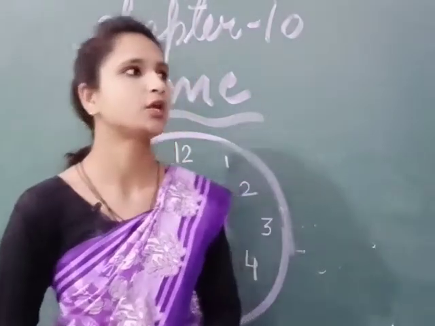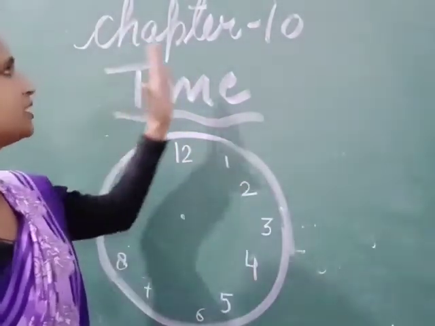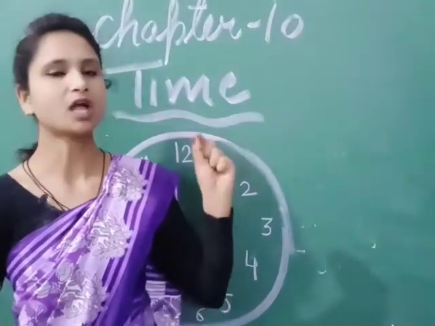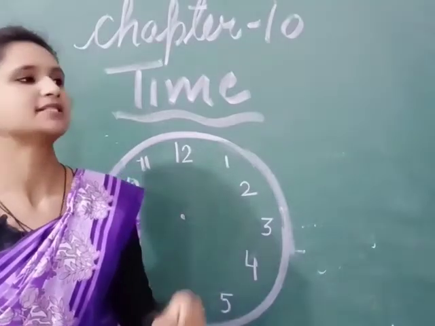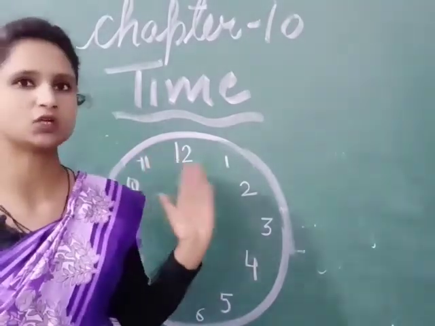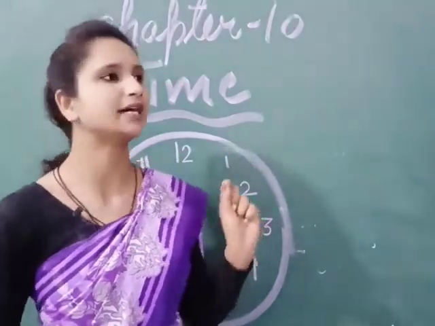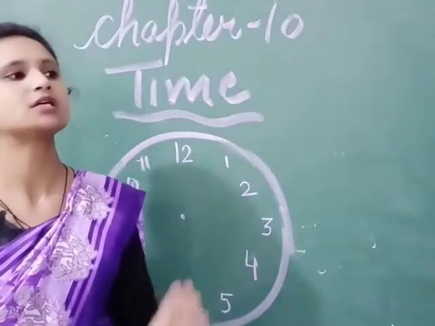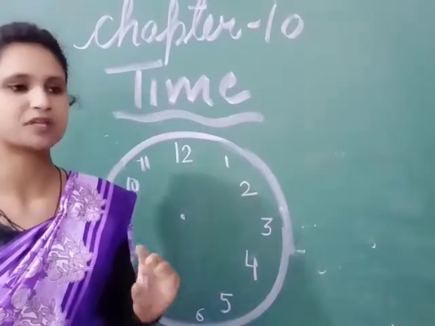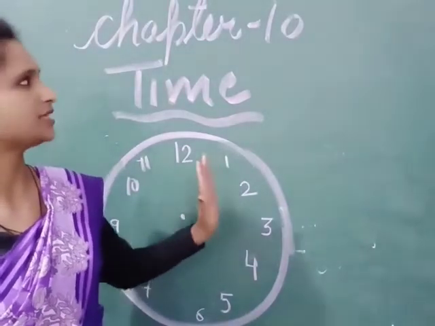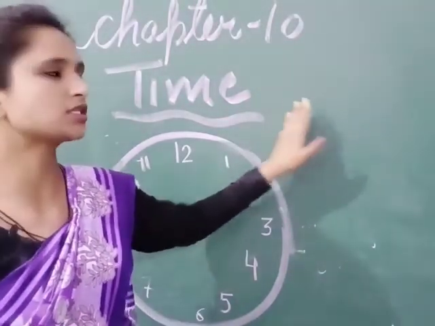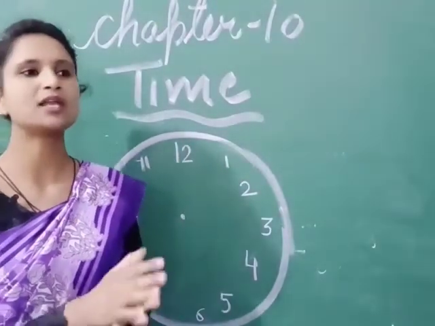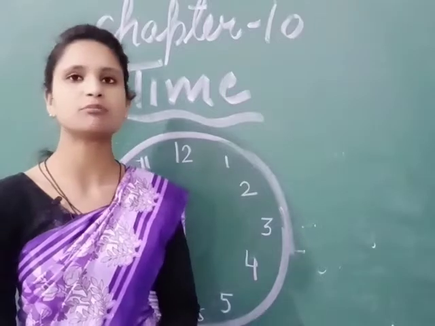So, dear children, today we are moving to chapter number 10, time, because after chapter number 7, chapter number 10 is in your half yearly course. So that is why we are directly moving to chapter number 10. I have already given you the syllabus of half yearly. Today we will only have a general introduction about time.